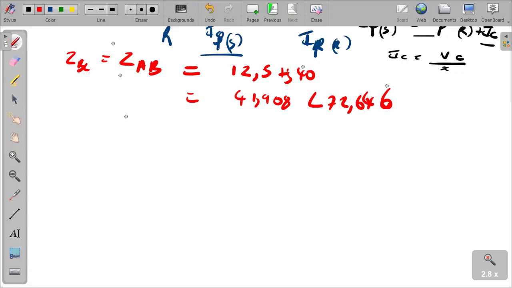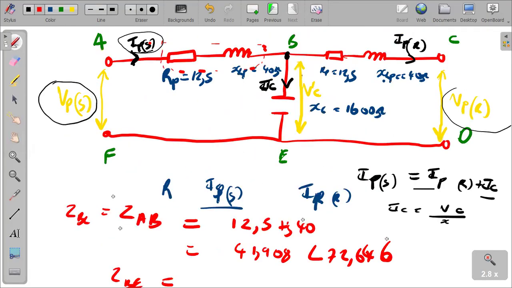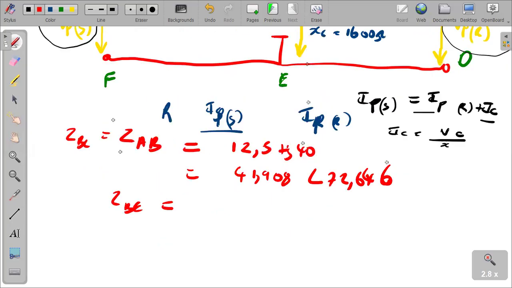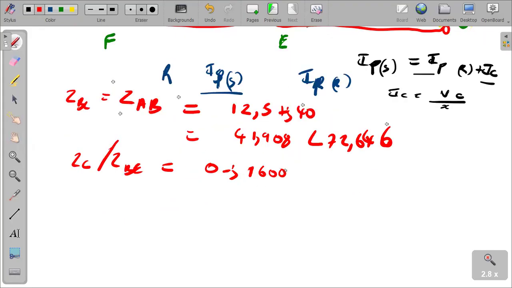Let's go to ZBE. ZBE is apparently ZC, this one. ZBE is also the same as ZC. It's equal to 0 minus jXC, which is 1,600. Converting that to polar is going to be 1,600 angle of negative 90. There we are.